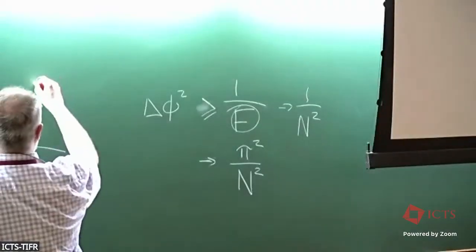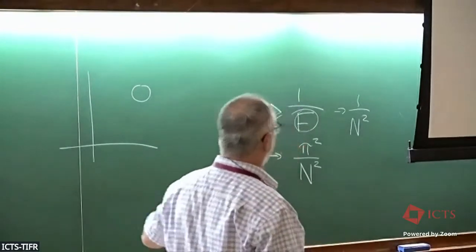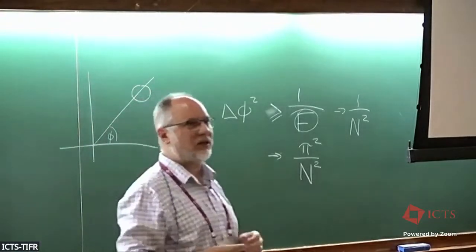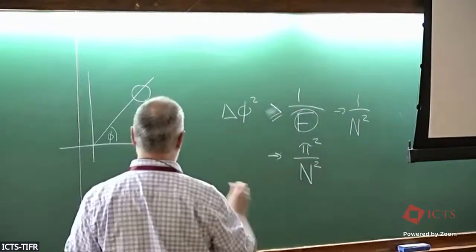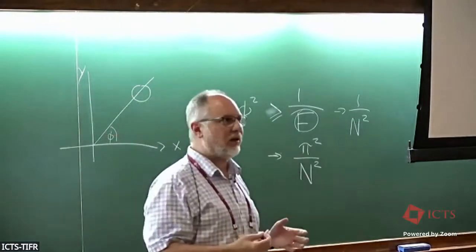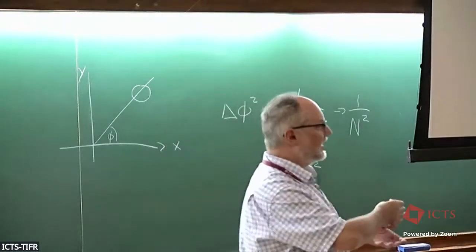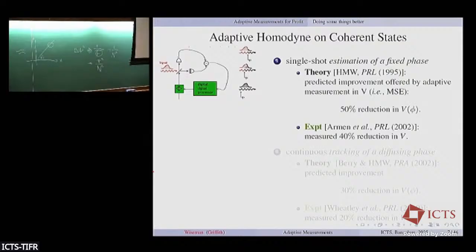So I'm given a coherent state. This is a representation in phase space of that with an unknown phase. How do I try to estimate that phase? The standard way is to do heterodyne measurement, which is equivalent to measuring both quadratures, say x and y. But of course, you can't measure them both equally well. So heterodyne measurement is equivalent to splitting your signal and putting half of it into an x measurement, half of it into a y measurement.